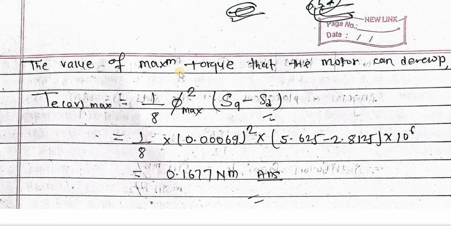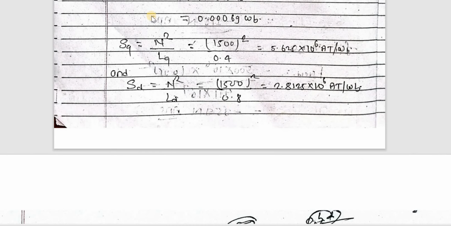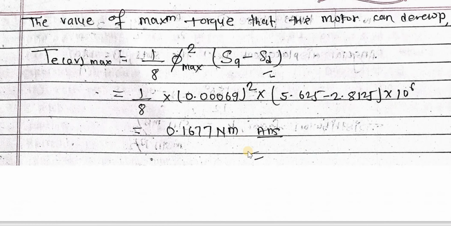And then the value of the maximum torque that the motor can develop, that is, TE maximum torque equal to 1 by 8 phi max square into (SQ minus SD). Put the value of phi max we have already found, and the values of SQ and SD we found above. The value of SQ is this and the value of SD is this. Put all these values and simplify, we can get maximum torque equal to 0.1677 Newton meter.